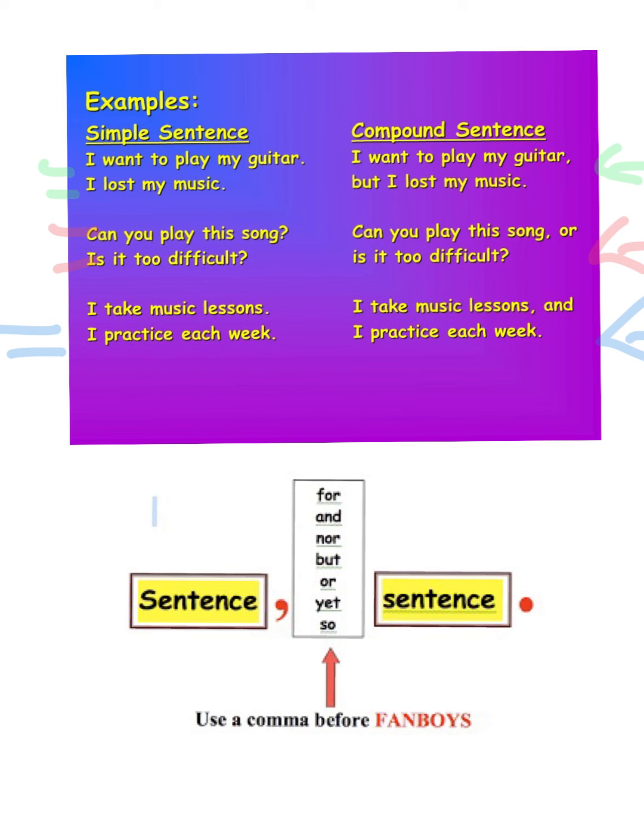Remember, you need two simple sentences joined together with a comma FANBOYS word in between and then a period at the end or an exclamation mark or a question mark to make a compound sentence. Don't forget your comma with your FANBOYS word, and it always goes before your FANBOYS word.